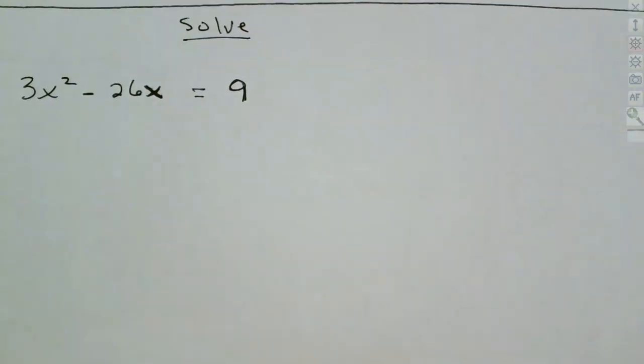So first things first, we're going to set this equal to what? 0. Now that is what we are going to do for zero factor and also the quadratic formula. The only time we don't set it to 0 is when we use the square root property. So this one, we're going to use zero factor. So this one has to go to 0. So move the 9 over.